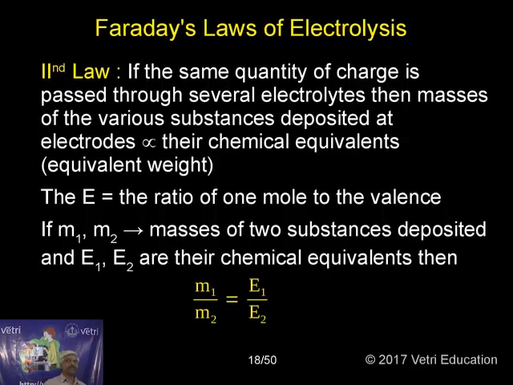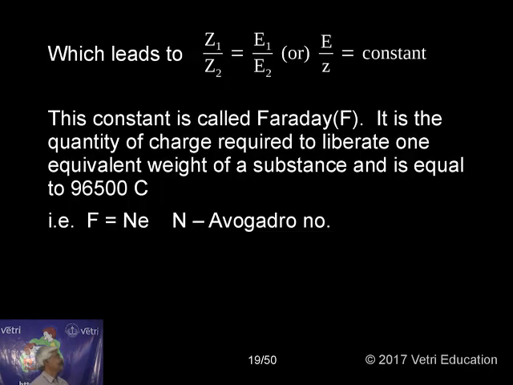So you have to keep these two formulae very important. First one is M is equal to ZIT. Second one, M1 by M2 is equal to E1 by E2. These two laws lead to Z1 by Z2 is equal to E1 by E2, or E by Z is equal to constant, where E is called chemical equivalent and Z is called electrochemical equivalent. The ratio of chemical equivalent and electrochemical equivalent is always constant. This constant is called Faraday. What is Faraday? That is not in our syllabus.